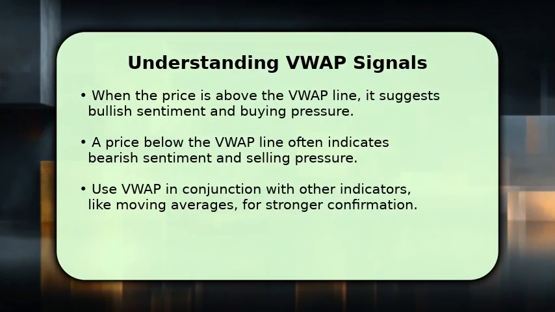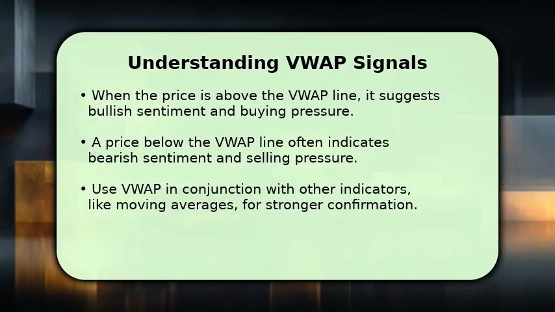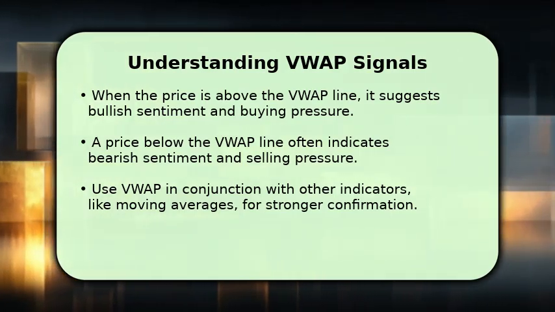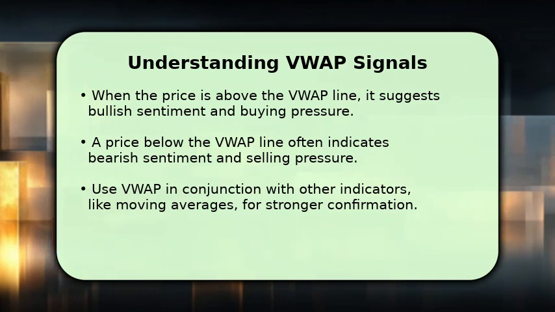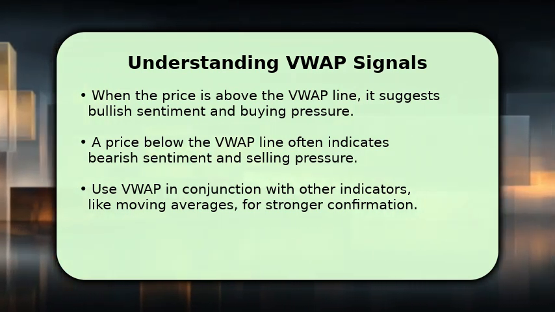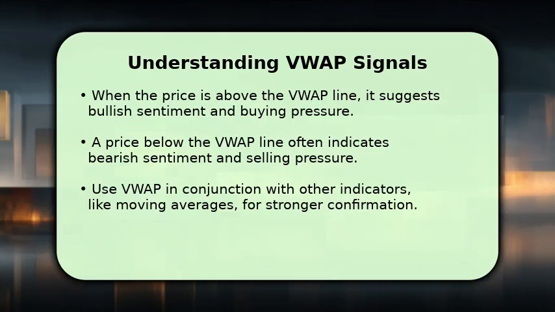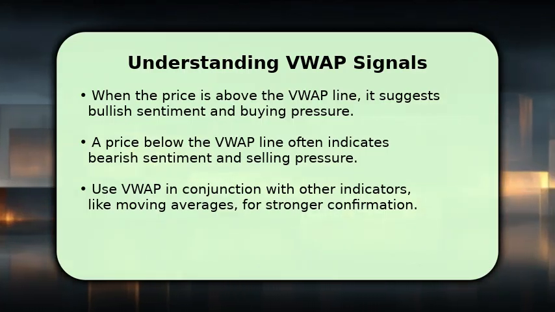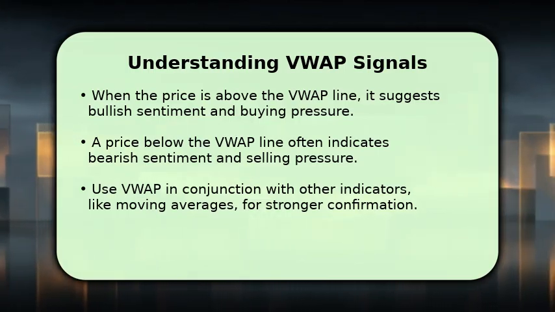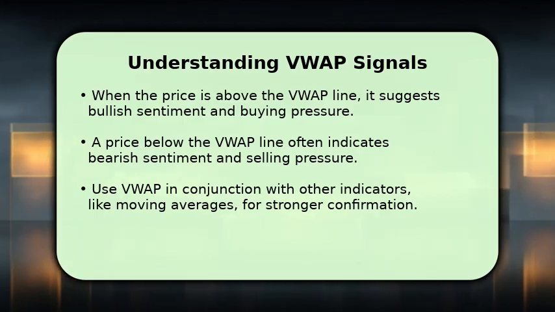When the price trades above the VWAP line, it generally signals bullish sentiment, indicating that buyers are in control. Conversely, if the price is below the VWAP, it often suggests bearish sentiment, with sellers dominating. Many traders use VWAP as a dynamic support or resistance level, looking for bounces or breaks. Combine it with other tools for a more comprehensive market view.